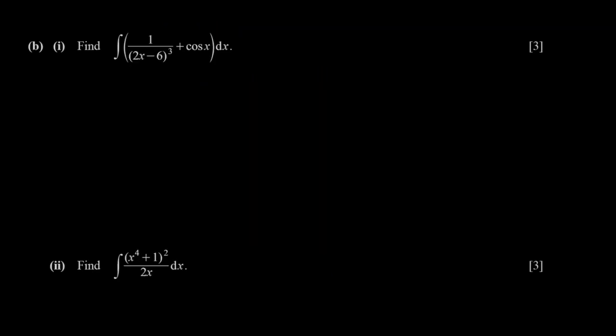Okay, so then part B of this question, we've got 2 integrations to do. Let's just do them. Now, the first thing to do, I suggest, is to convert this thing here to indices form. So if I convert to indices form, I've got the integral of 2x minus 6 to the power of negative 3 plus cos x dx.